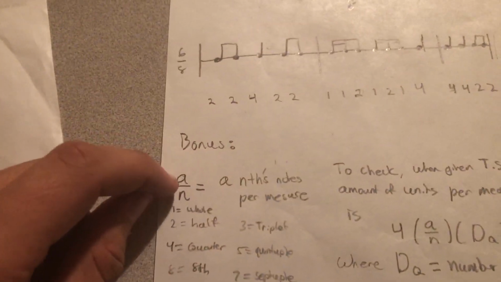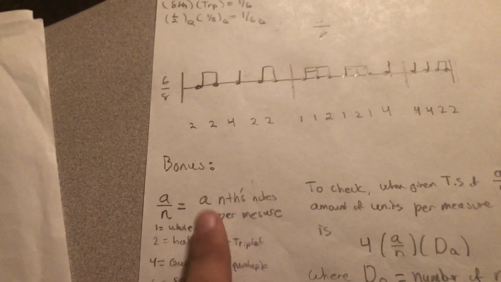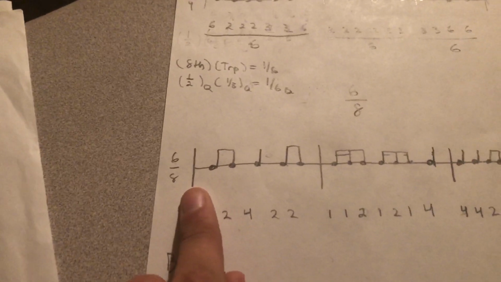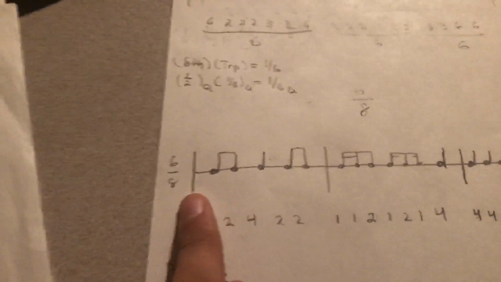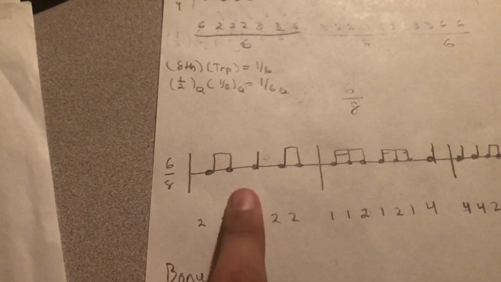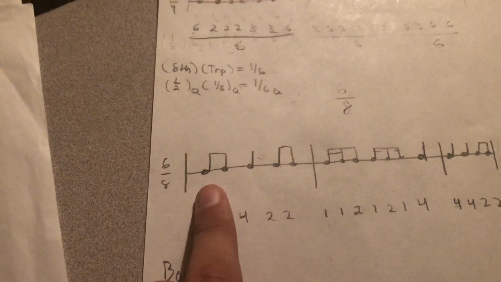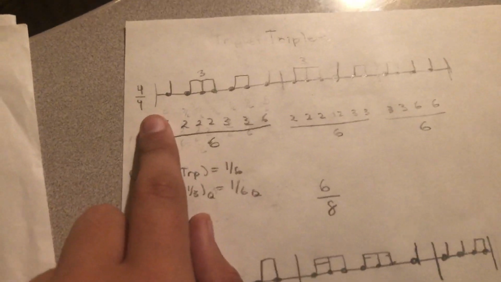So if you're given a time signature A over N, this means there are A nth notes per measure. So for instance, 6/8 does mean there are 6 beats in each measure, and the eighth note gets the beat, or you could just say there's 6 eighth notes in each measure. It's literally what it means. 4/4 means 4 quarter notes in each measure.